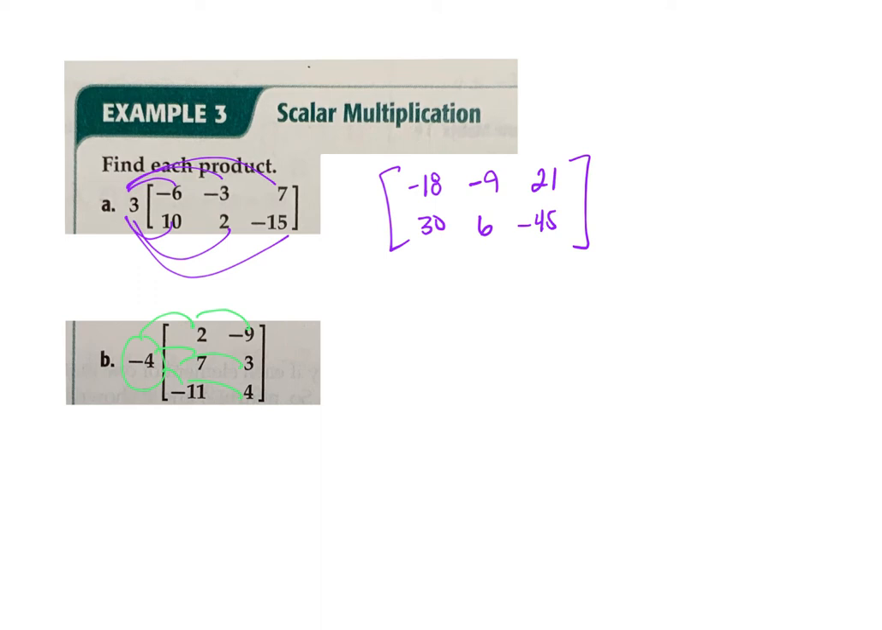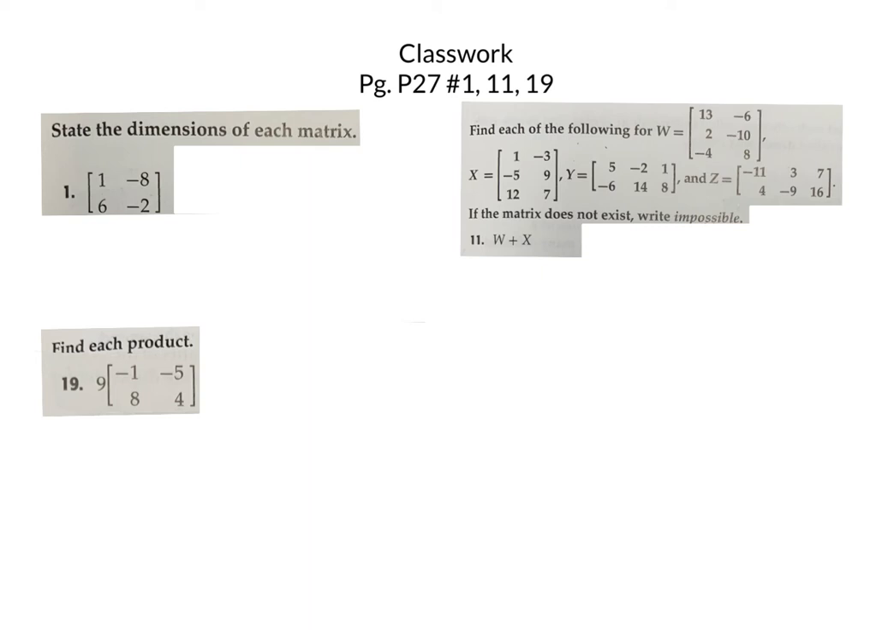All right, let's try some. 1, 11, and 19 on page 27. State the dimensions. They want you to add 2 of those, and then they want you to do a scalar multiplication.